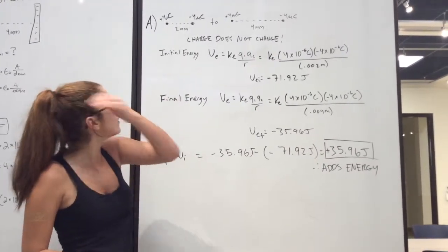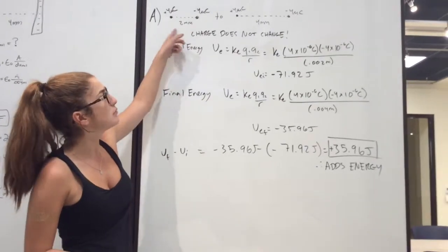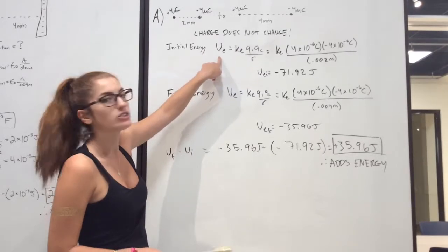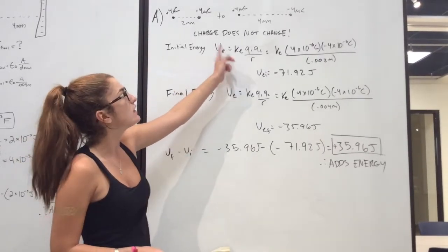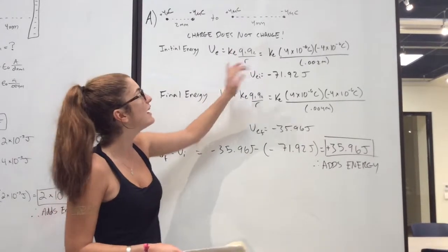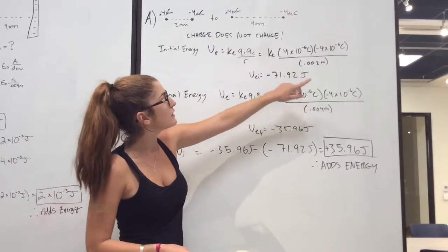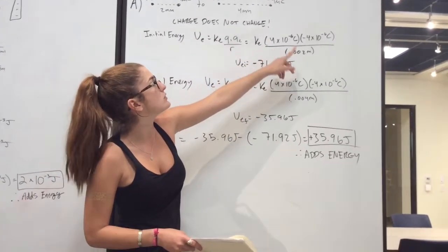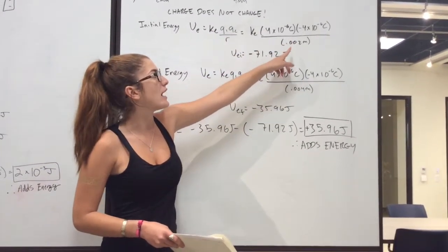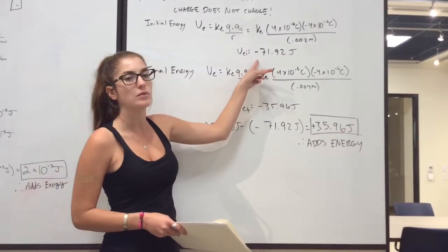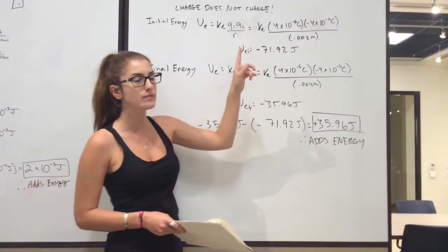So we figured this out by calculating the energy before and after the movement. And this is done with the potential energy equals Ke times charge 1 times charge 2 divided by the radius. And when you plug in the numbers here for the first equation, positive 4 microcoulombs and negative 4 microcoulombs divided by 2 millimeters, you get a result of negative 71.92 joules.